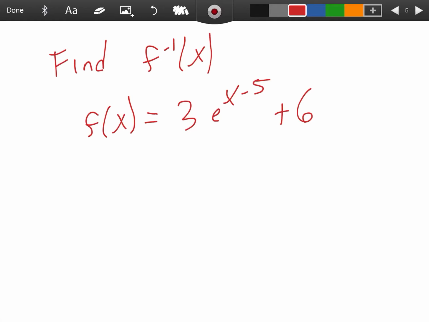So I'll switch x and y. I get x equals 3 times e to the y minus 5, plus 6. I'll start off by subtracting 6 over to the other side. So I get x minus 6 equals 3 times e to the y minus 5. I'll divide by 3, so I get e to the y minus 5 equals x minus 6 over 3.